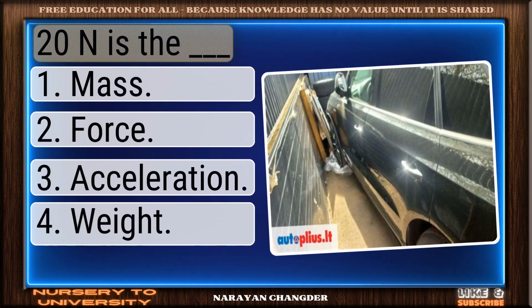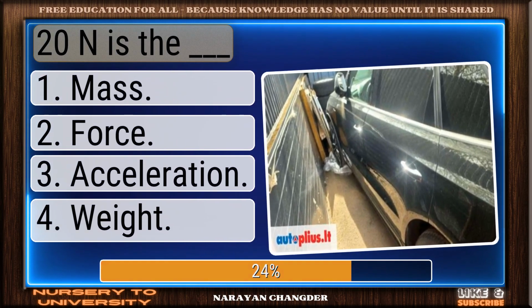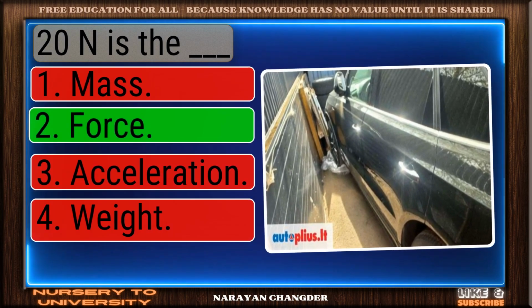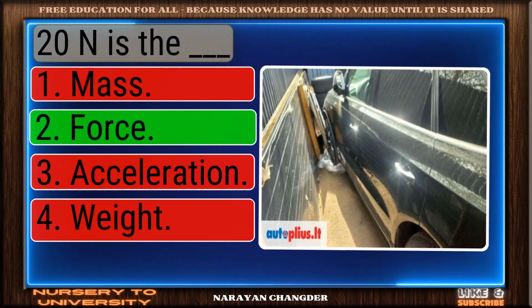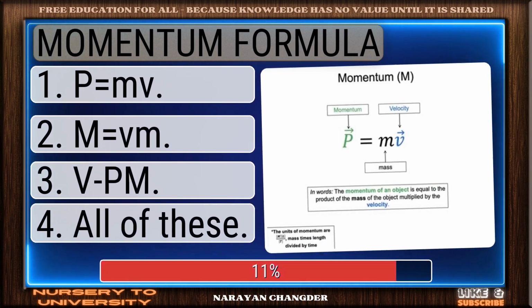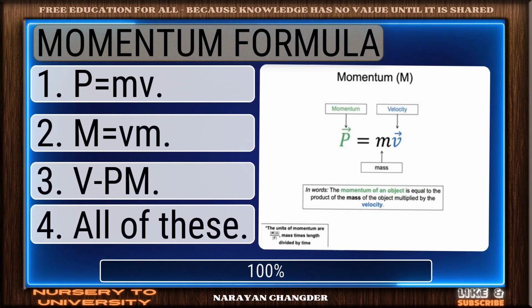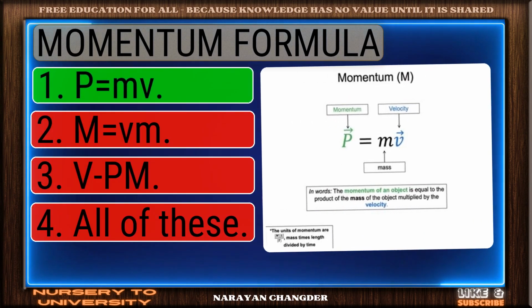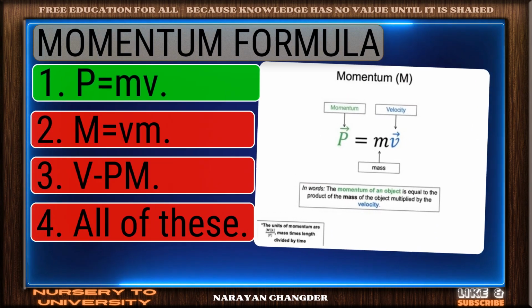Question number 250. 20 N is the dash. Strong choice. Force is the right answer. Question number 251. Momentum formula. Sharp thinking. P equals mv is the right choice.